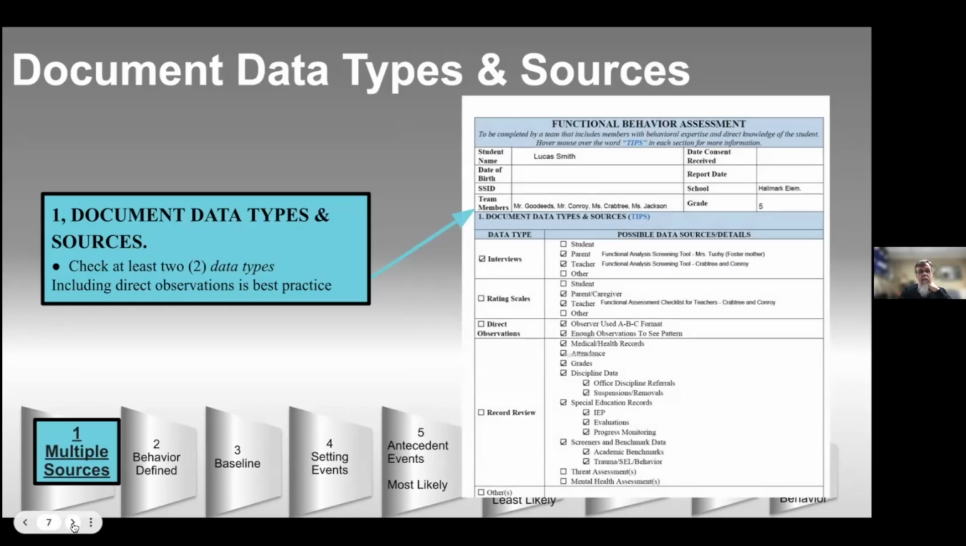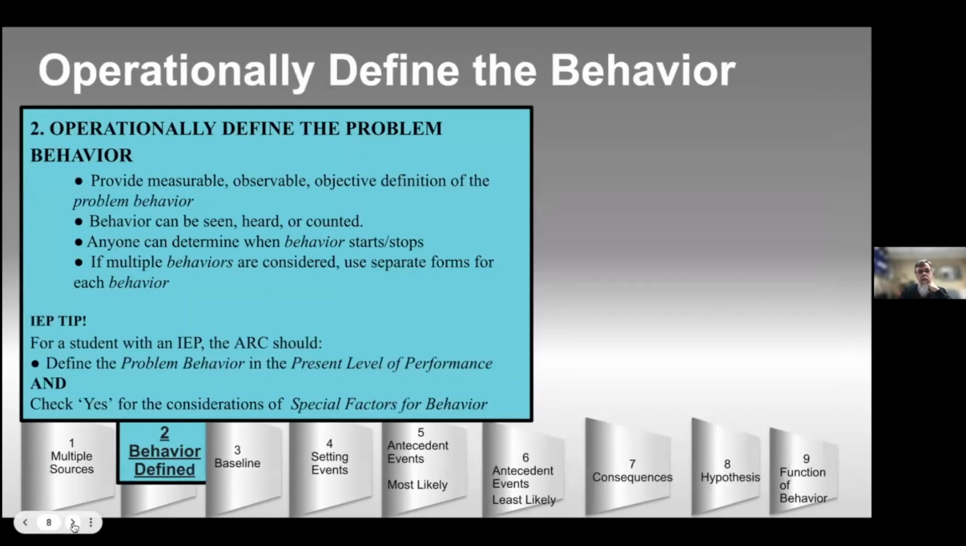And when we're defining a behavior, we have to define it in a way that is measurable, observable, and objective. That way, this behavior can be seen, it can be heard, it can be counted. It's specific and it is replicable across observers and across settings. And you should focus on one behavior at a time because it's difficult to write a behavior plan for three or four different behaviors when they may be totally different. So look at one behavior at a time, and if you need to, use separate forms for each behavior.